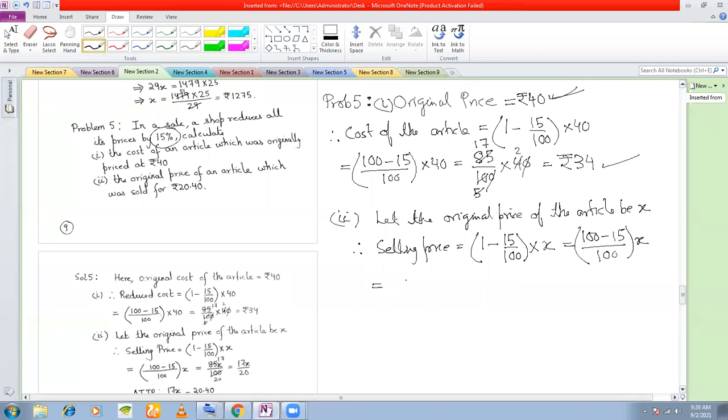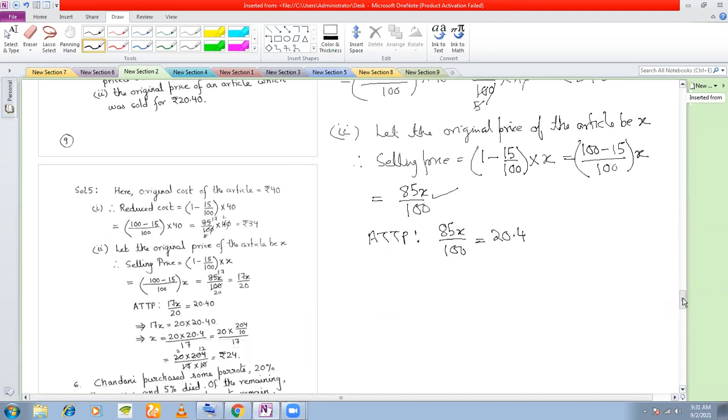Okay. So this is equal to 85x by 100. Sir, we can also write 20.40 as 2040 by 100. Yes, you can. So according to this problem, 85x by 100 must be equal to 20.4, because after reducing, you paid the shopkeeper 20.4.